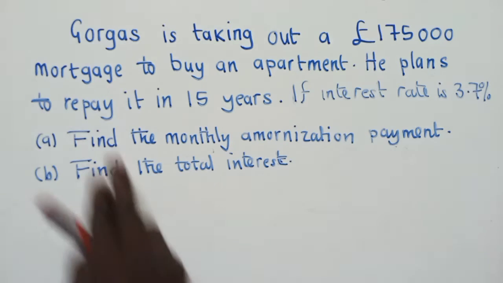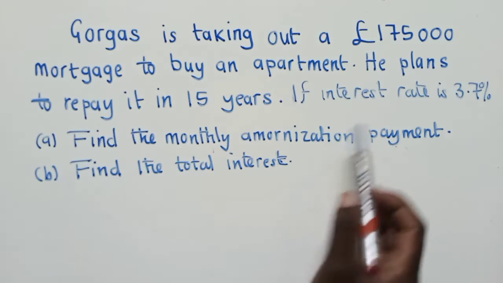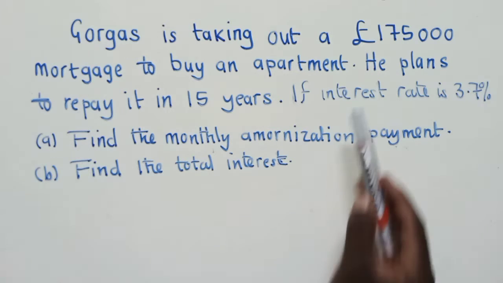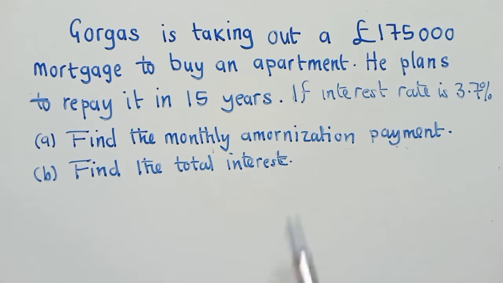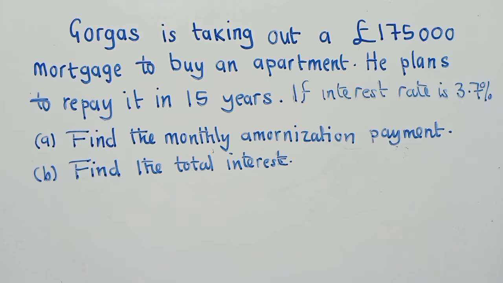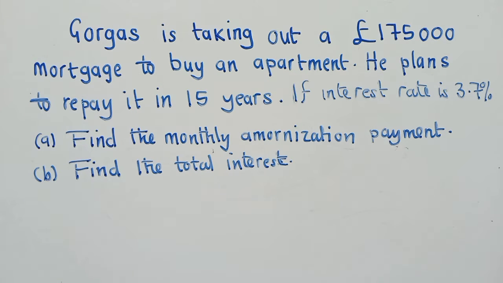All right, so I've got this person right here, and this person went to borrow this money. He plans to repay it in 15 years. Now, if the interest rate is 3.7%, find the monthly payment. So how do we calculate the monthly payment?